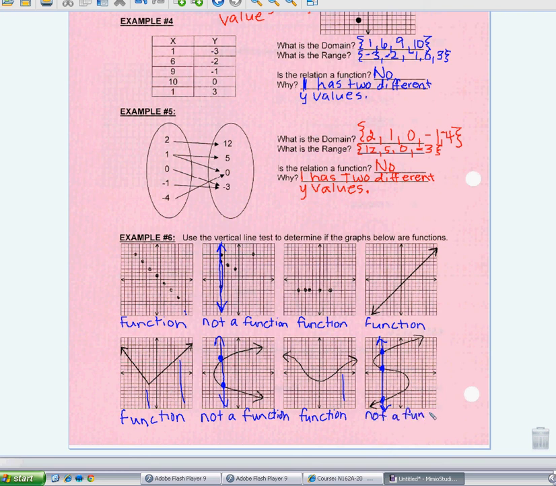So the vertical line test is to help you determine if a graph is a function. It can only touch one point at a time. Only one. So if you can draw lots of vertical lines through there and only touch one point at a time, it's a function. If not, like our parabola here and our S-curve here, those are not functions. And we're ready to move on to our assignment.